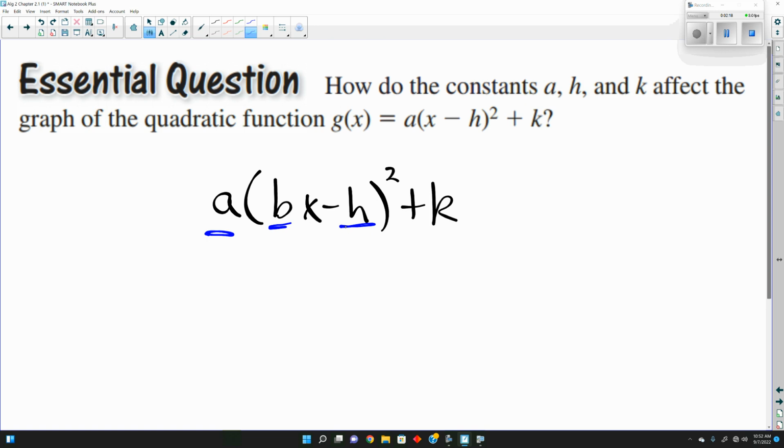And the last one, the one that was kind of the nicer out of the group, was our k value. Because the k moved the function up or down, and it's exactly what it looked like, because if it's plus that value, it's moving it up that far. If it's minus that value, it's moving it down that amount. And that's what we're going to be looking at today. Questions on this so far?